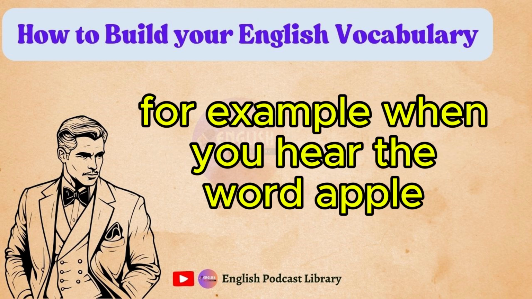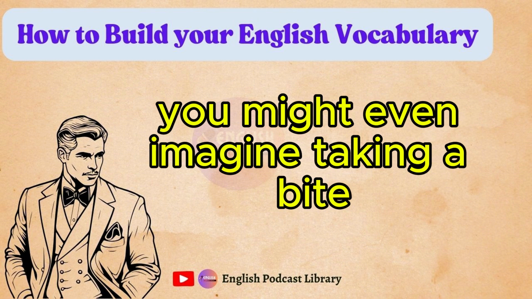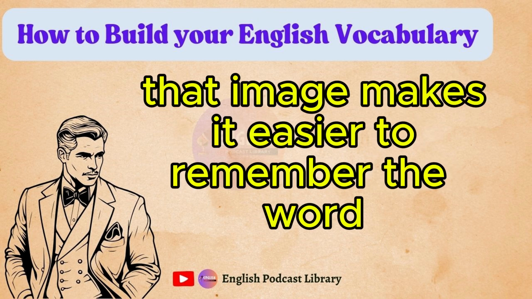For example, when you hear the word apple, you probably think of a shiny red fruit. You might even imagine taking a bite and feeling its crisp, juicy taste. That image makes it easier to remember the word.